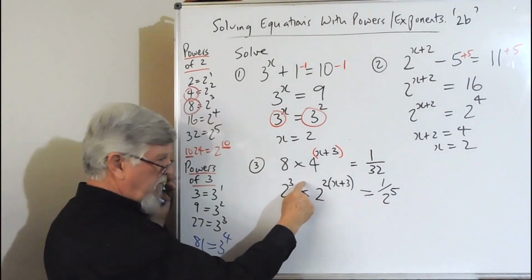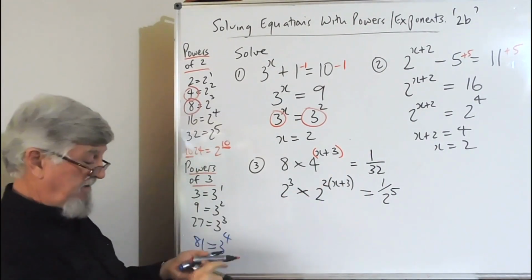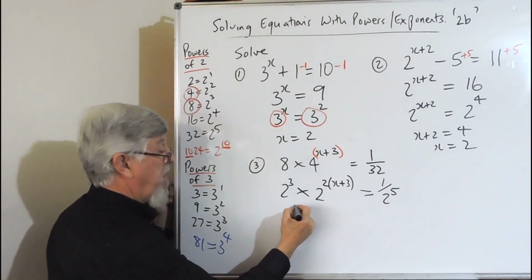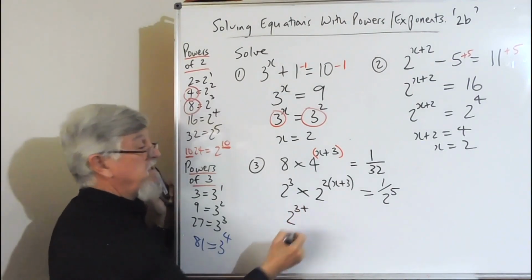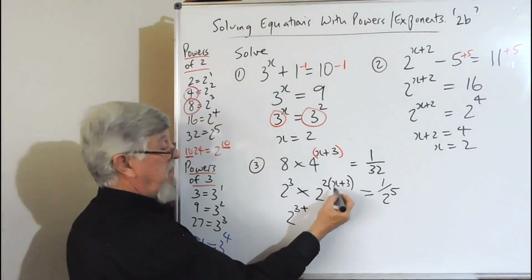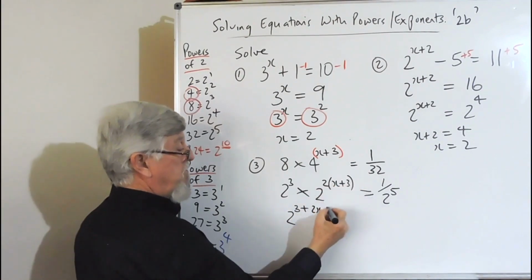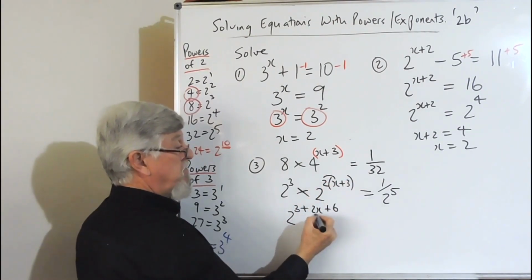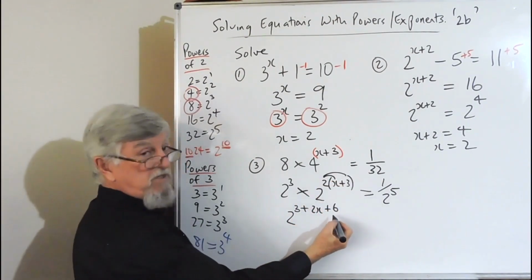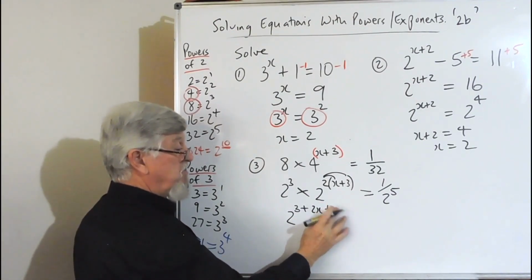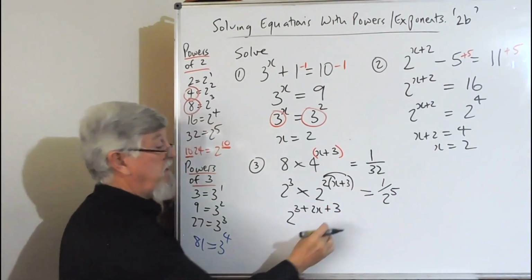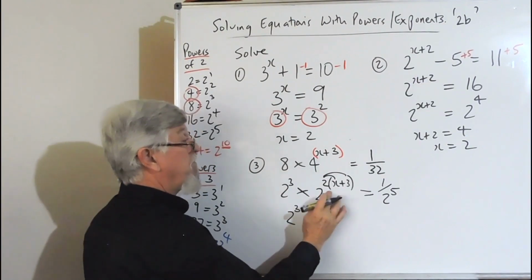When I'm multiplying, what do I do with the powers? I'm going to add. So I've got 2 to the power of 3 plus, now what I'm going to shortcut here? That's a 2x, and the 2 3's are 6. So 2 times x is 2x, 2 times 3 is 6. Remember, when I'm marking assessments, you see that over and over again. People put a 3 there, and they've forgotten to multiply that by 2.